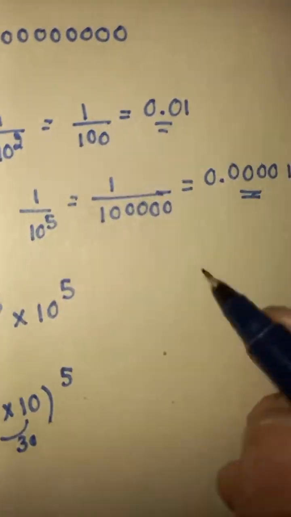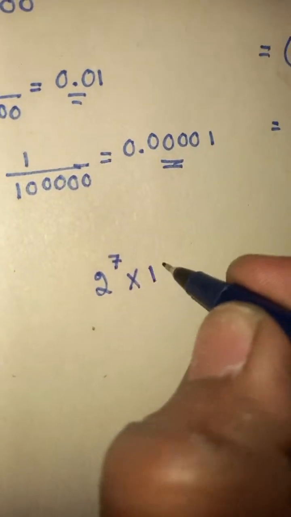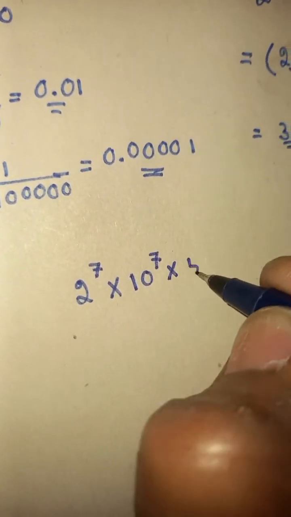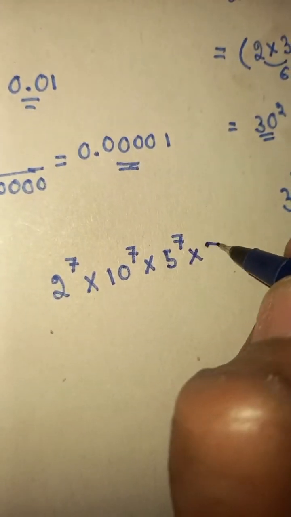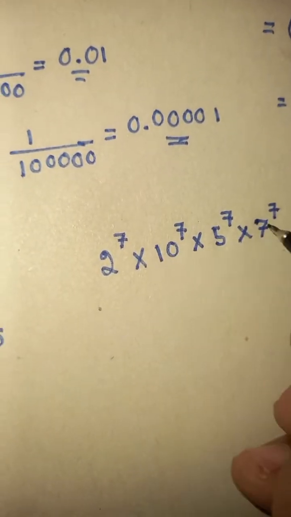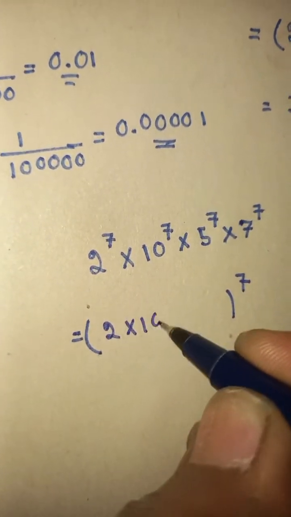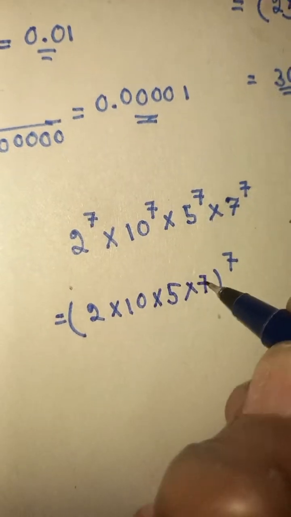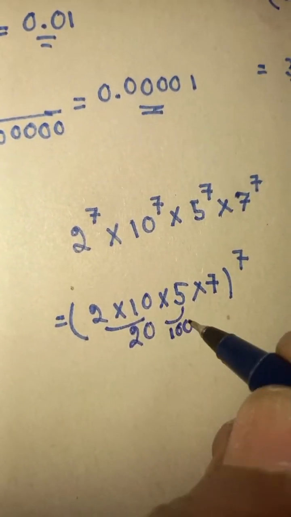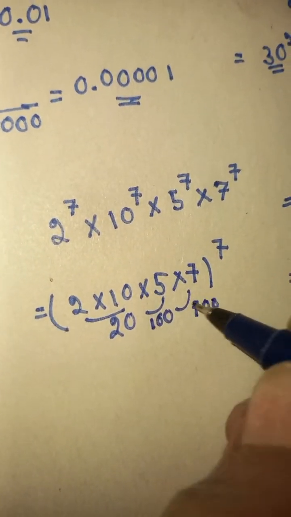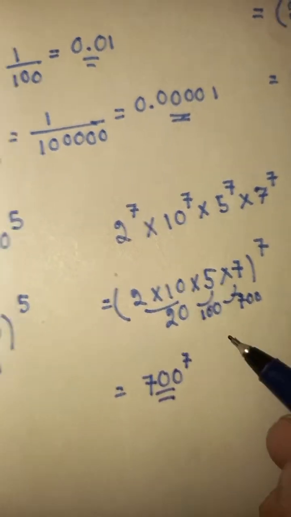Here let's take one more problem. They are giving 2 power of 7 times 10 power of 7 times 5 power of 7. In all of them the power is 7. Take 7 as the common power and multiply the inside terms. Now you are going to get 2 times 10 becomes 20. 20 times 5 is 100. 100 times 7 is 700. This becomes 700 power of 7.